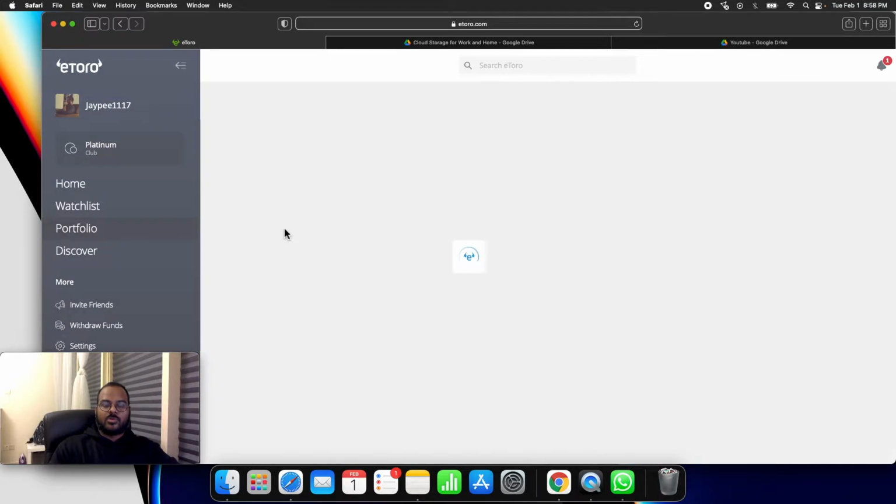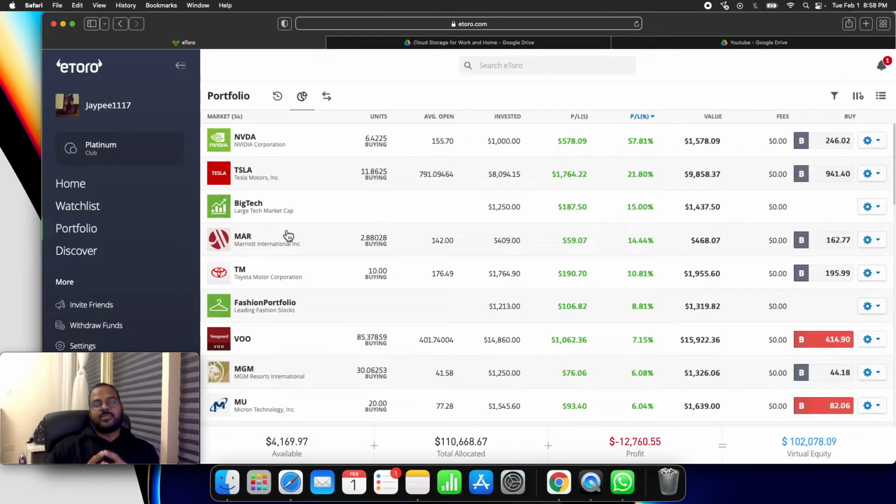So what we're going to talk about here is people have this idea that if you sell something, you're selling what you already own. That's not how it works on eToro, at least. So to sell is to predict or anticipate that the value of a particular share is going to go down and make profit while it goes down.